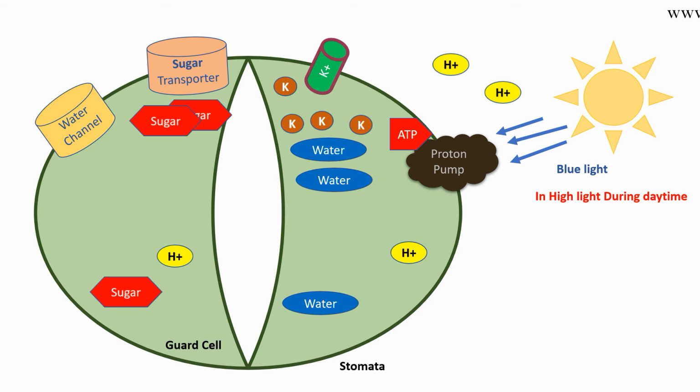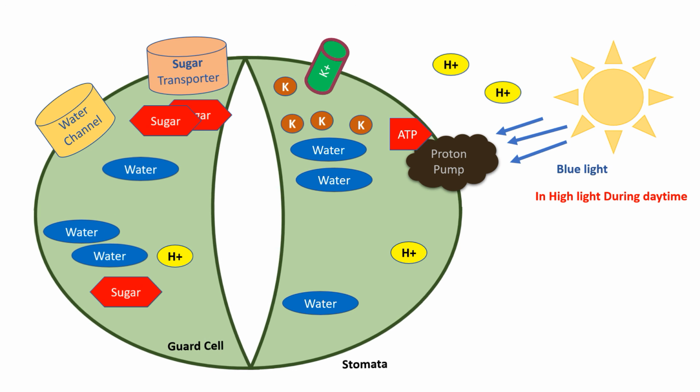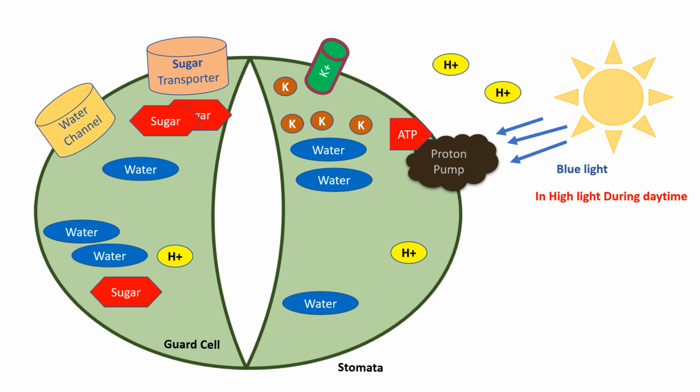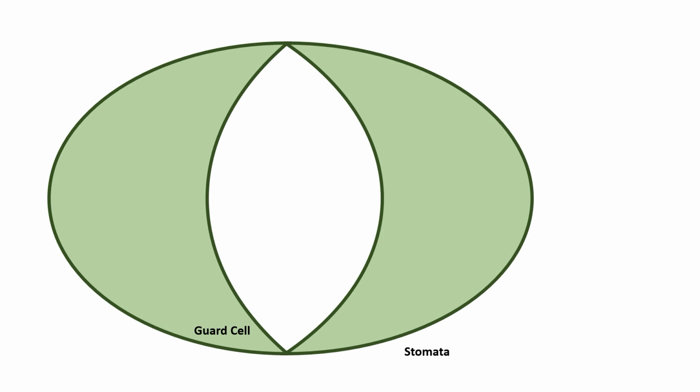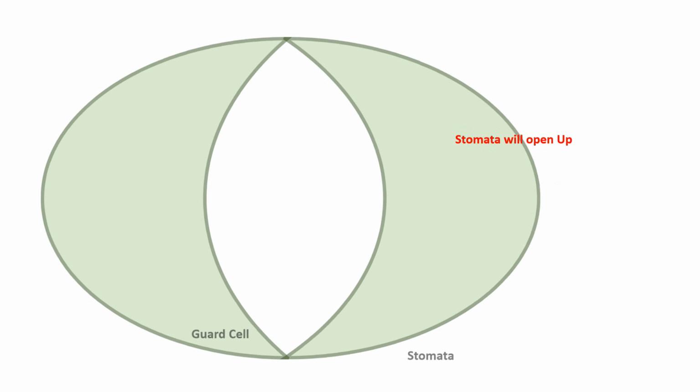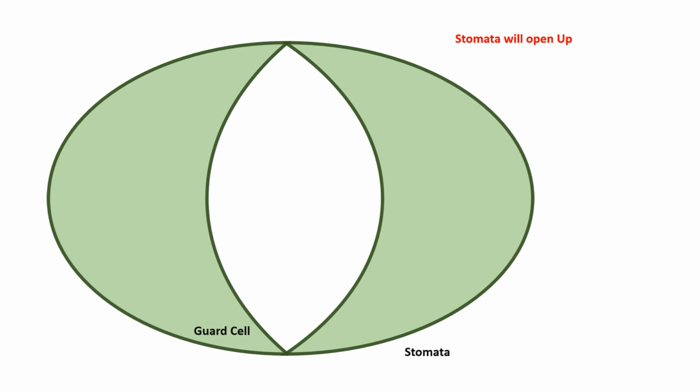As a result, again, there is an osmotic imbalance. There are more electrolytes and sugar inside the guard cell than outside. So water which is present surrounding the guard cell starts to rush in via water channels inside the guard cell. As water rushes in, the guard cell becomes hugely turgid. As a result of this high turgidity of the guard cell, they open up the stomata. And this is how stomatal opening is done in the absence of abscisic acid in the daytime.